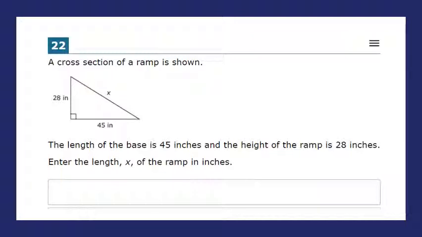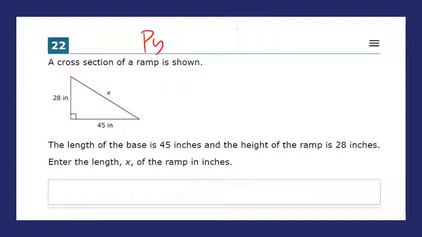Problem number 22, as many words as they put into here, boils down to one very simple type of problem, and you probably guessed it already. This is a Pythagorean theorem problem. So Pythagorean, I spelled that wrong.